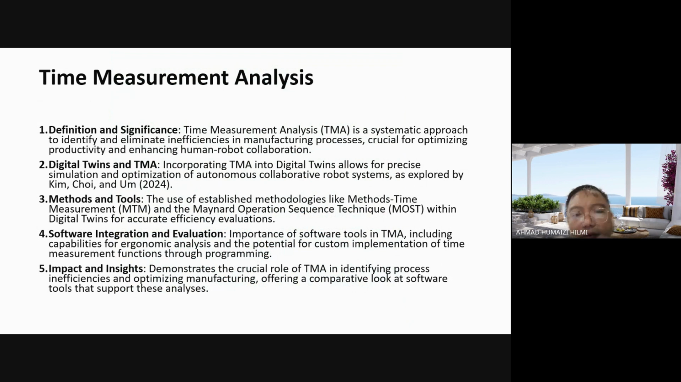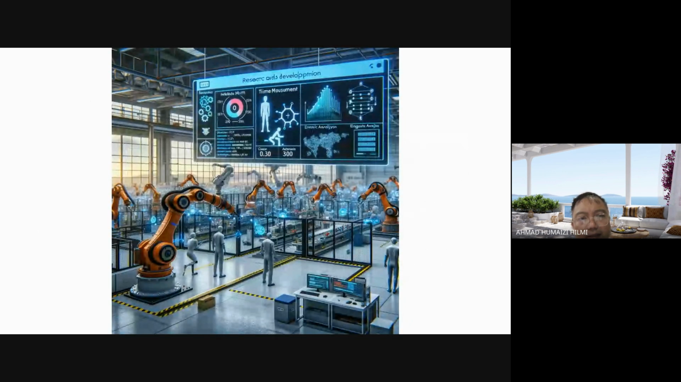Before the robot operates, the robot can identify which operations take the most time, and they want to reduce the time for movement and the time to do the operation and everything. Okay, so this is called time measurement analysis.